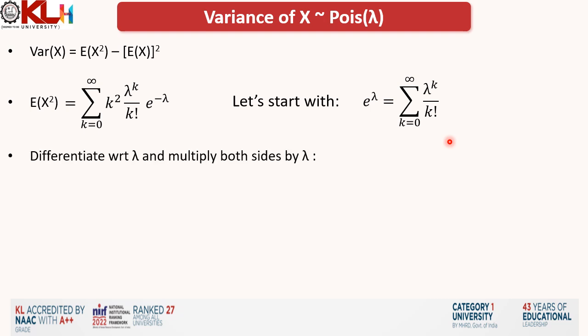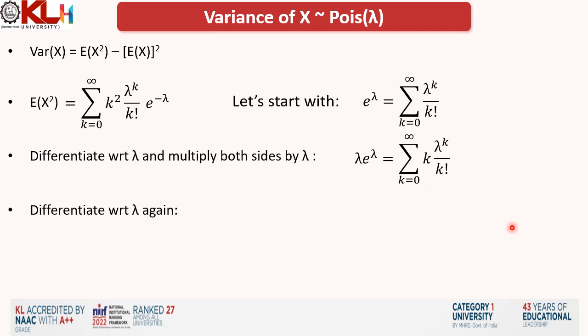So if you differentiate with respect to lambda and multiply both sides by lambda, you get lambda e to the power lambda, which is k lambda to the power k minus 1 divided by k factorial. Then we multiply by lambda, so we get lambda to the k again. So we got one k. Now we need to get k square. So let's differentiate again. If you differentiate with respect to lambda again, both sides, the left hand side becomes lambda e to the power lambda plus e to the power lambda, using the chain rule. And the right side becomes k square lambda to the power k minus 1 by k factorial. So we got k square that we are looking for here.